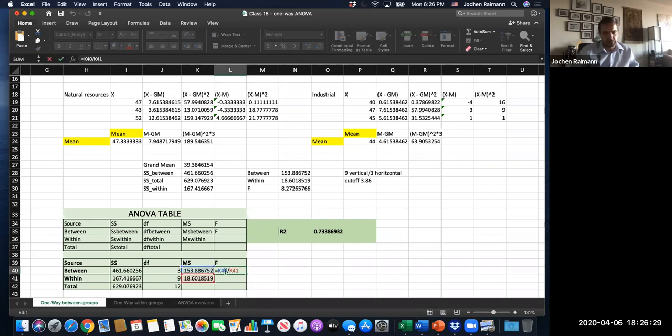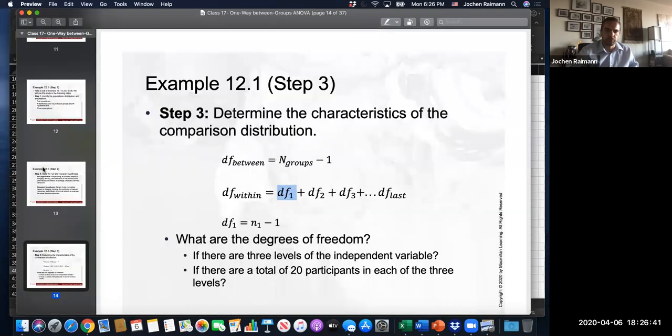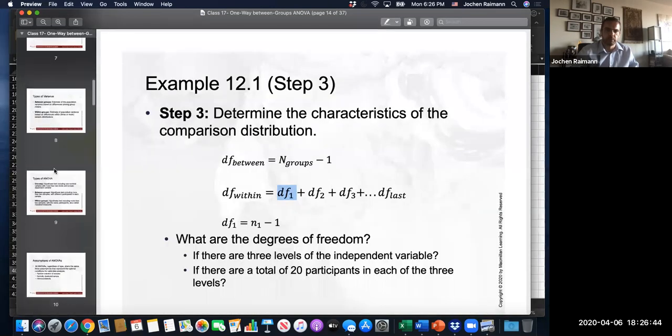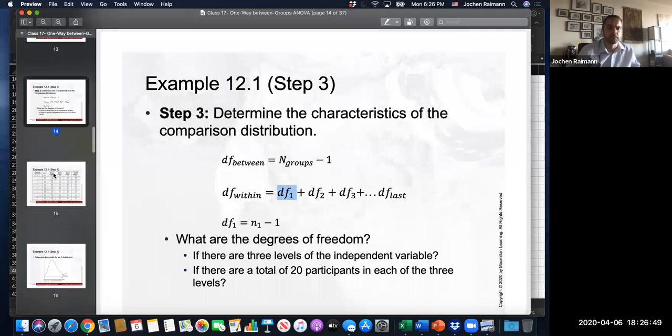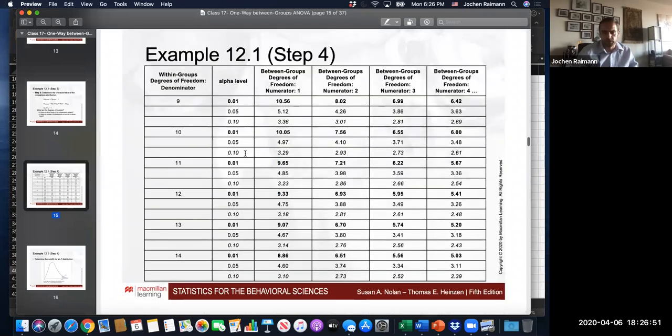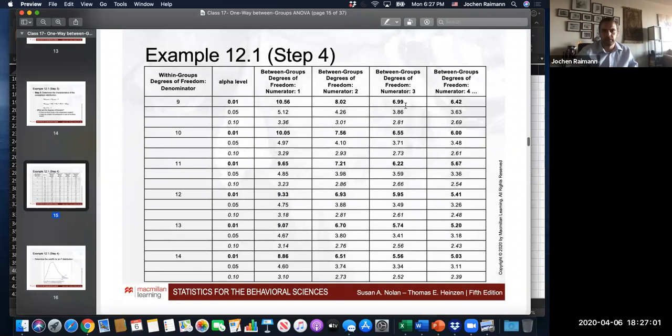And the actual F is being calculated as the between mean squares divided by the within mean squares. And by this you get 8.27. Looking this up on the F table, we have within groups 9, right? Between groups we have 3. So essentially 9 and 3 comes to this group.